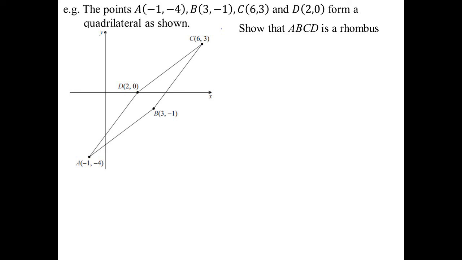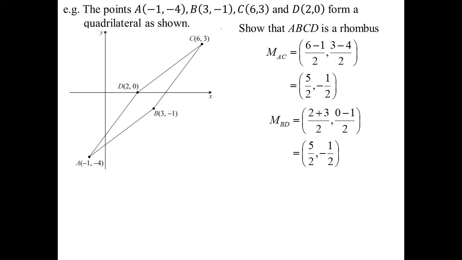The first thing I did is I found the midpoint of AC, in other words, the middle of that diagonal. And it's 5 on 2, minus a half. Now I'm going to find the midpoint of BD, and I notice it's the same point. So I now know the diagonals in this shape bisect each other because they've got the same midpoint. Well, if that's true, I know it's a parallelogram. So I now know the shape's a parallelogram because the diagonals bisect each other.